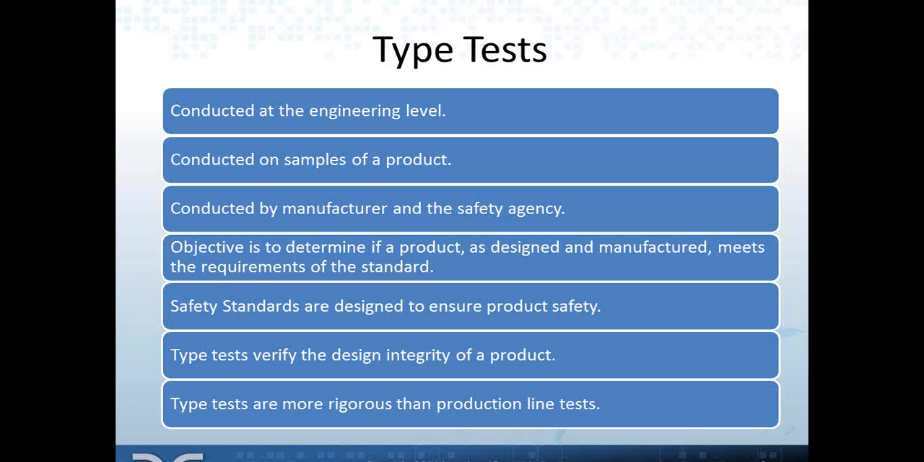The object is to detect product flaws during the design stage of an electrical product, and also to determine if a product as designed and manufactured meets the requirements of the standard. And as we all know, safety standards are designed to ensure product safety by governing agencies like UL, TUV, IEC. Also, type tests are more rigorous than production line tests.